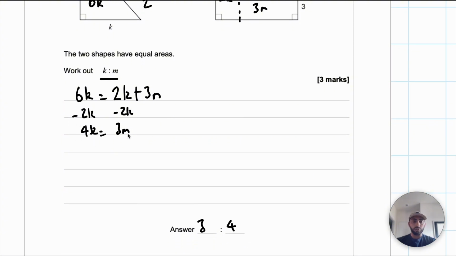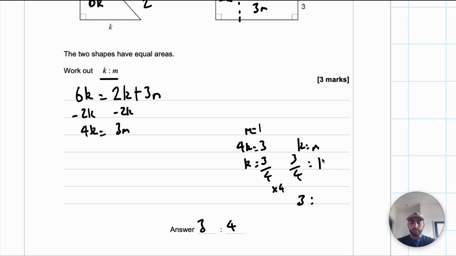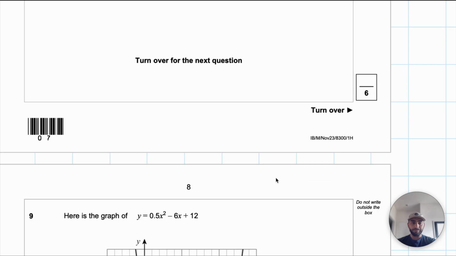If you forget how to do that, you can substitute 1 in for either of these values. So I'm going to choose m is equal to 1. If I substitute 1 for that, I've got 4k is equal to 3 times 1, which is 3. And solving to find k, k would be equal to 3/4. So now the ratio of k to m, k is 3/4 and m is 1. So to get rid of this fraction, I need to multiply both sides by 4. 3/4 times 4 leaves me with 3, and 1 times 4 leaves me with 4. So it's the same answer, but you don't have to show this.